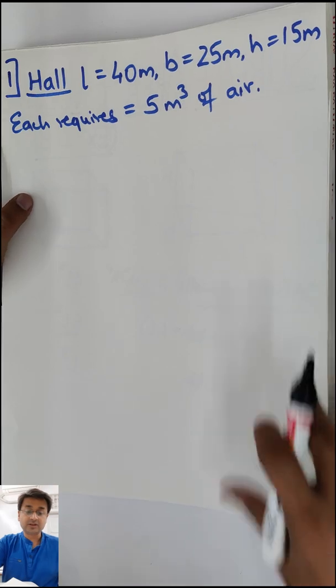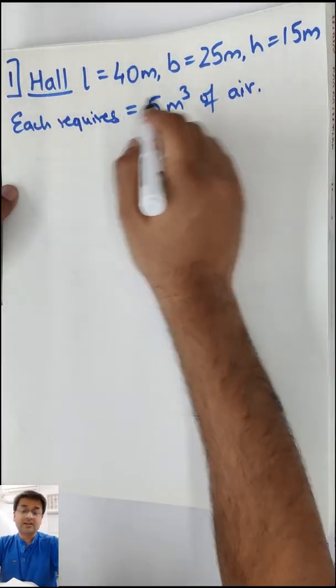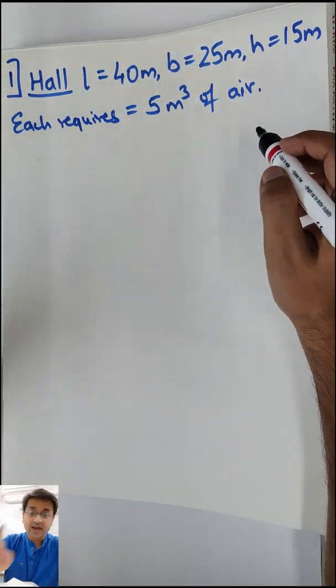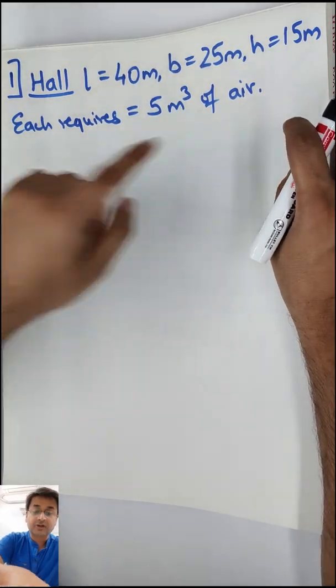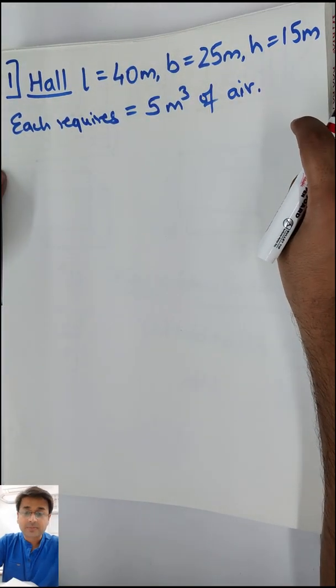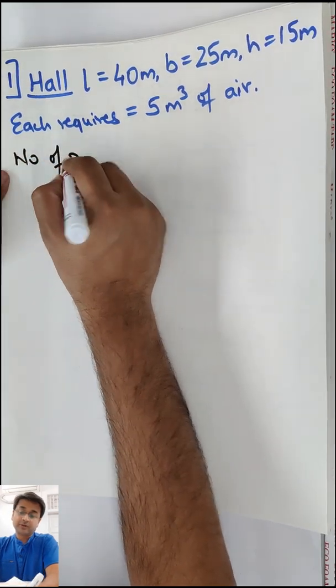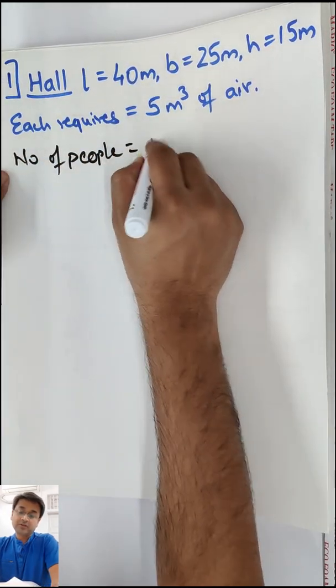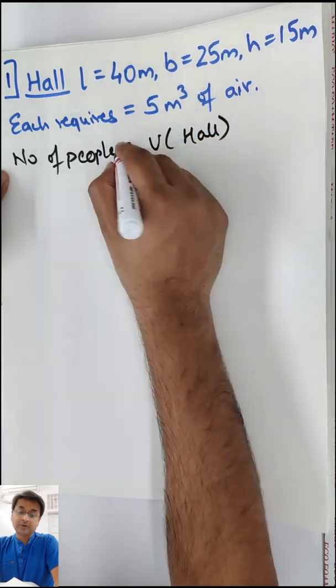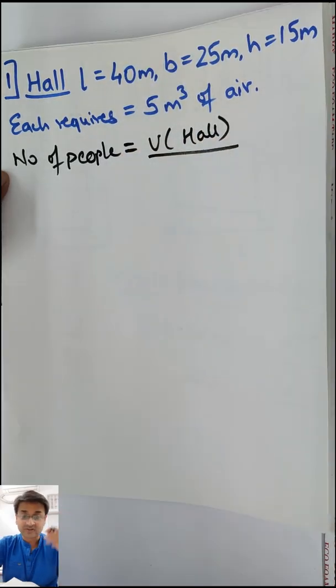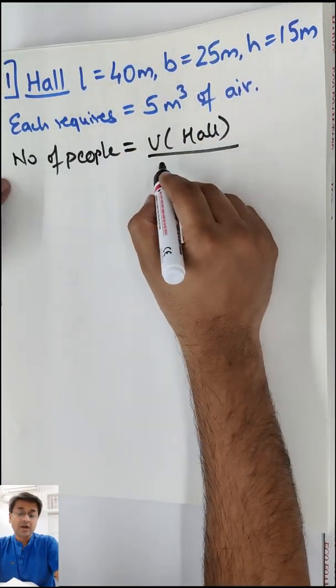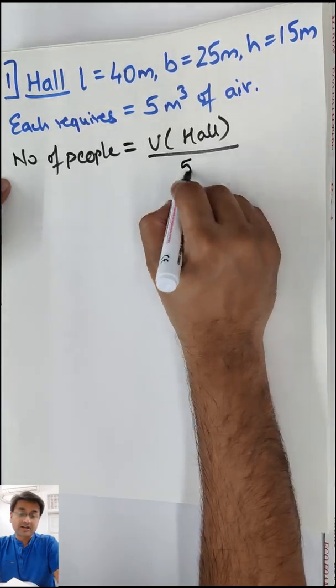So let's begin with sum number 1. They say the length, breadth and height of the hall is this much, and if one person requires 5 meter cube of air, how many people can be accommodated? So we will say number of people is equal to volume of the hall. Since people are going to go inside, they are not on the surface, they are inside, therefore volume upon whatever one requires, that is 5.